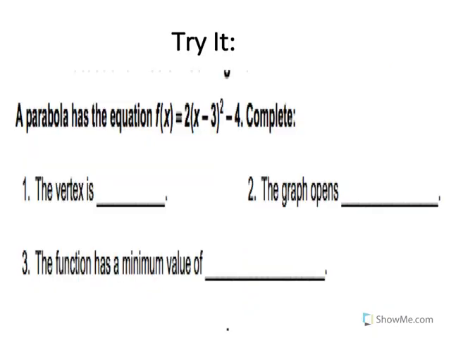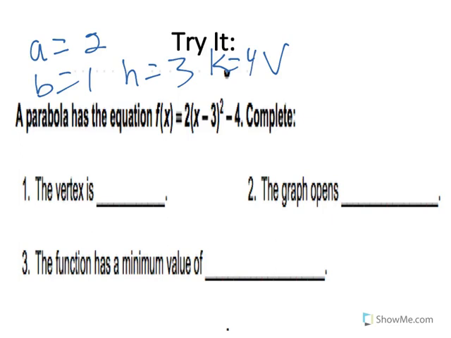Right. So here we're given the function for a parabola, f of x equal to 2 times the quantity x minus 3, quantity squared, minus 4. We will complete this. So this is going back to our previous lesson. So the vertex here is, well, first let's do our parameters. So then a is 2, b is 1, h is 3, and k is negative 4, right? So the vertex is h and k, so then it's 3, negative 4.